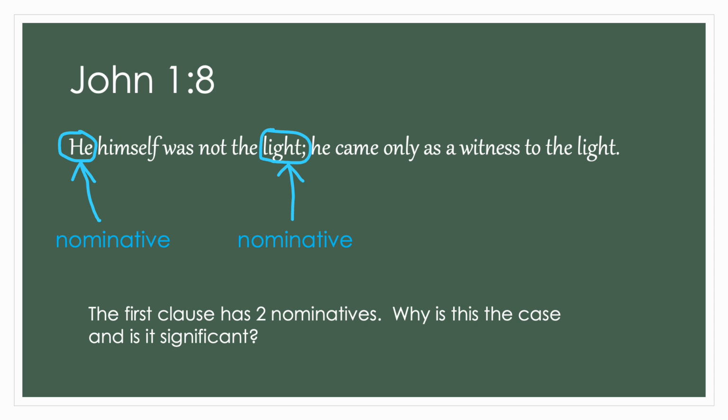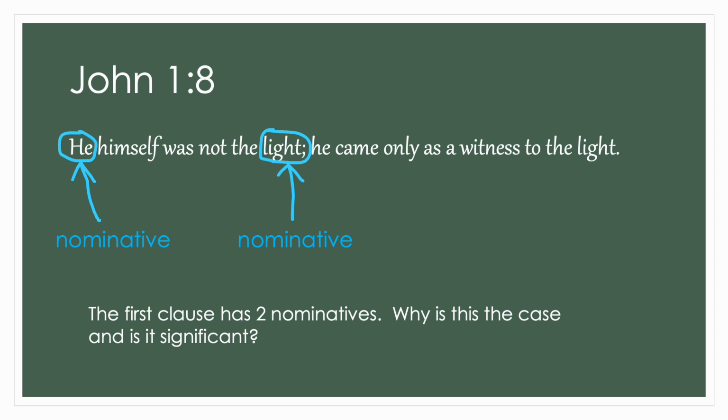These are both nominatives because there's not a verb that the first nominative is doing to the second nominative. And so they are taking an equal position in the sentence. One is not the object of the action of the other. And that's the crucial thing when understanding nominative and accusative, or nominative, accusative and dative. Right, so he, John, is not doing something to the light.